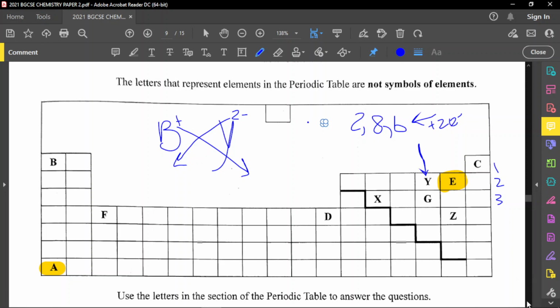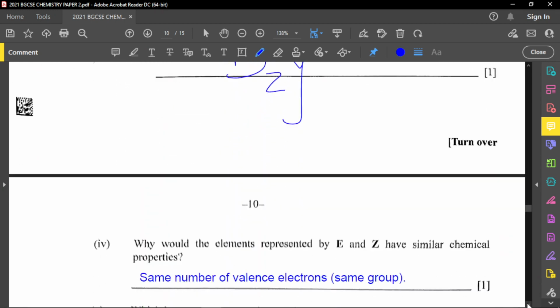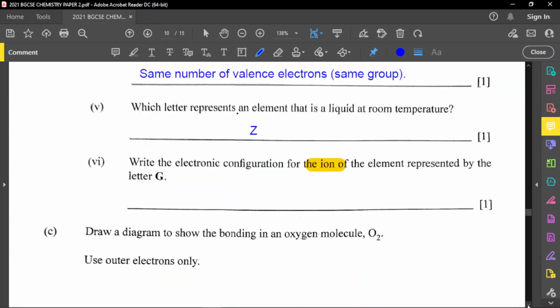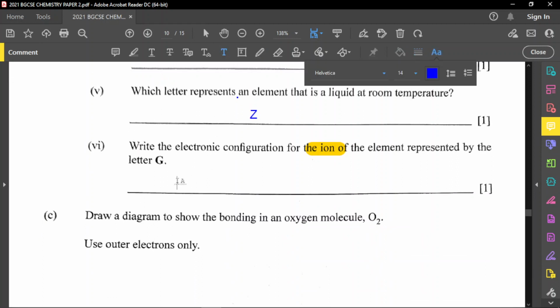Okay? So let's put that down at the bottom there, 2, 8, 8. And that is our electron configuration. All right, so let's quickly type that in. 288. All right, and it's for the ion, not for the atom. That's very important there. 288. The atom will be 286, but for the ion it will be 288 because it gained 2 electrons.